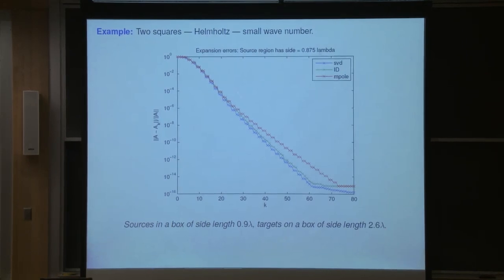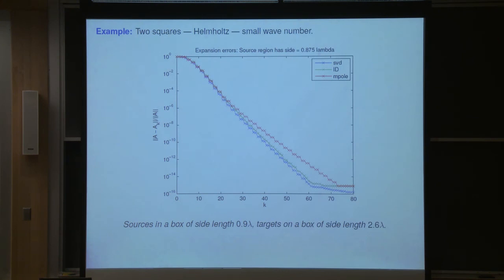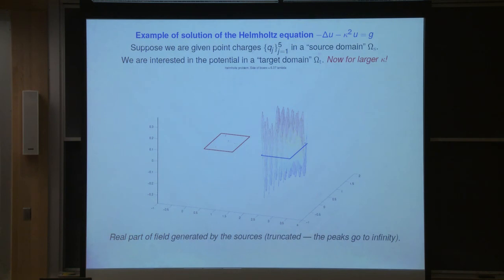This is what the singular values look like. The blue ones are the singular values. The red ones are the multipole expansion. And the green ones is what you get when you do an ID on this problem. So conceptually, it looks very much like Laplace. Maybe it's a little bit slower the first couple terms. This is when the source box is about 1 wavelength. Now let's crank kappa up and look at a smaller wavelength, when there's much more detail in the solutions. What happens to the ranks in this case?